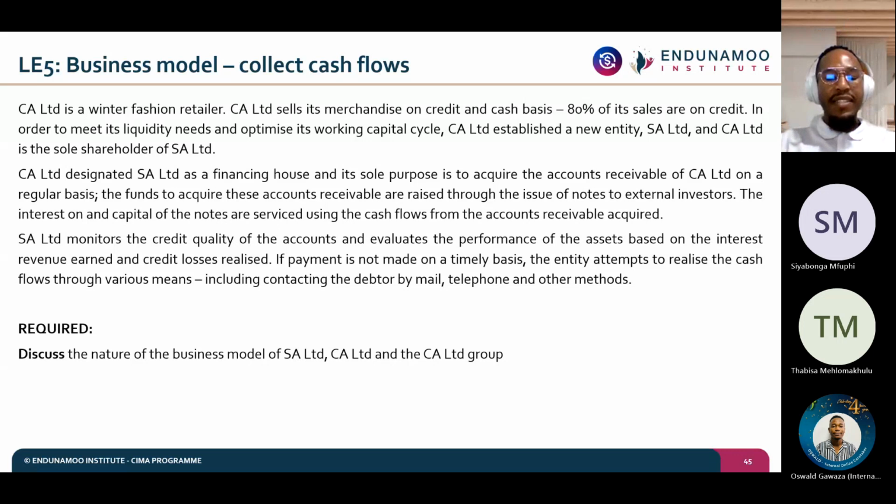So simply put, ladies and gentlemen, we have CA Limited. They generate sales. 80% of the sales are on credit, 20% are on cash. The issue is not with the cash sales. The issue is with the credit sales.